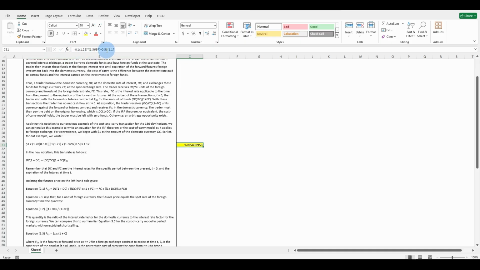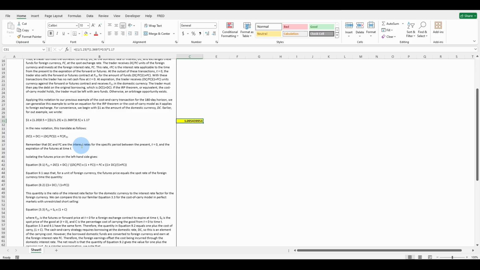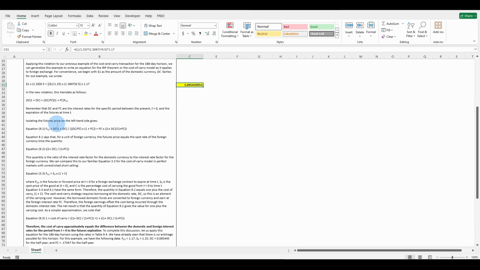Got that? Here it is. In the new notation, this translates as follows. This is going to be your cost of carry: DC times 1 plus R_DC is equal to DC divided by S_FC times 1 plus R_FC. Remember that R_DC and R_FC are the interest rates for the specific period between the present, t equals 0, and the expiration, T.